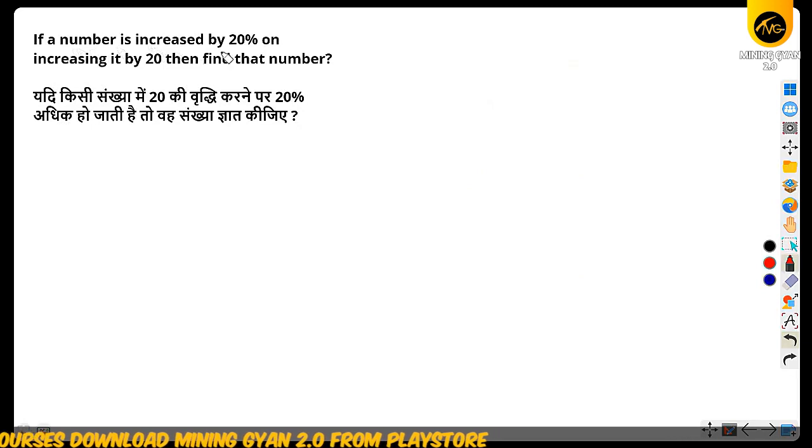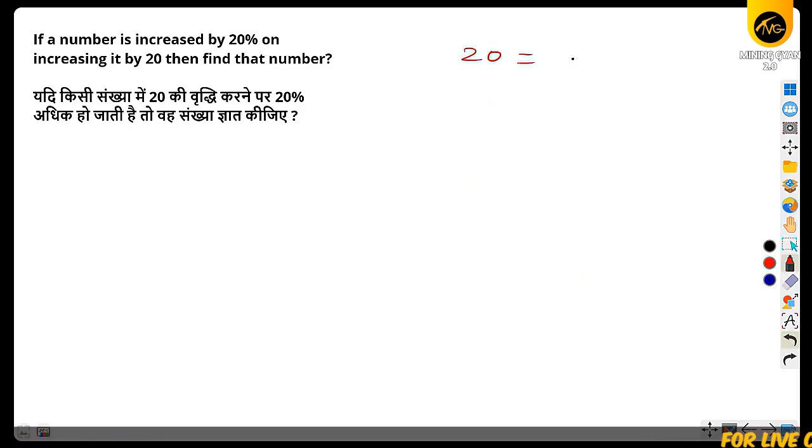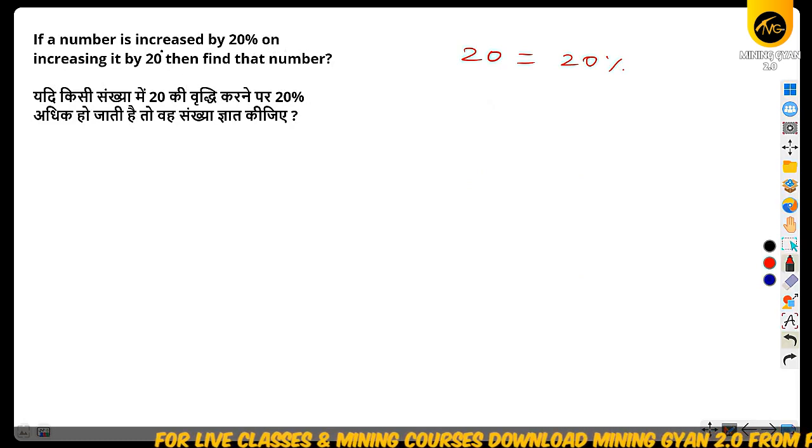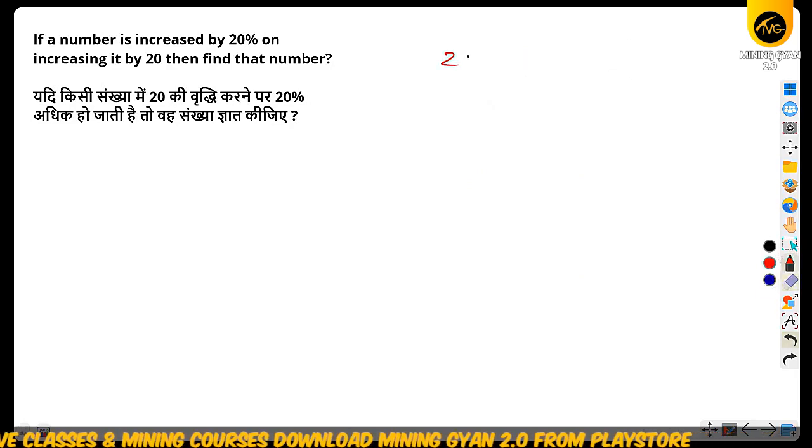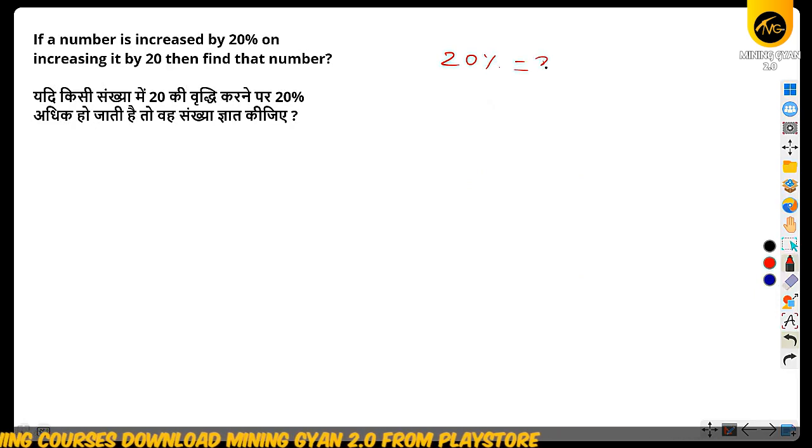If a number is increased by 20%, on increasing it by 20, that means 20 is equal to 20%, right? If a number is increased by 20%, on increasing it by 20, as soon as we add 20, it becomes a 20% increase. So what is that number? So 20 is equal to 20%, or you can write it like this, 20% is equal to 20.